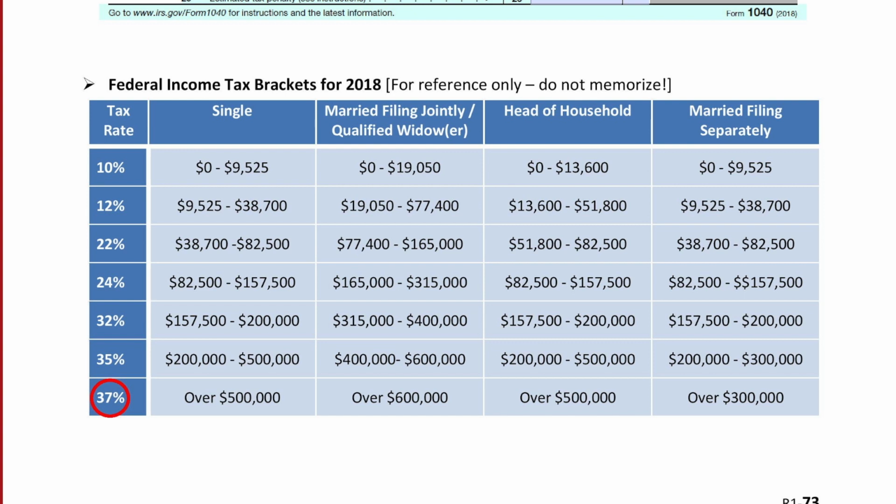Now, we got brackets for single taxpayers. We got brackets for married filing joint as well as qualified widower. The brackets for head of household. And the last column is married filing separately. Now, if you look at the dollar numbers for married filing jointly as well as married filing separately, you'd realize that married filing separately is exactly 50% of married filing joint.